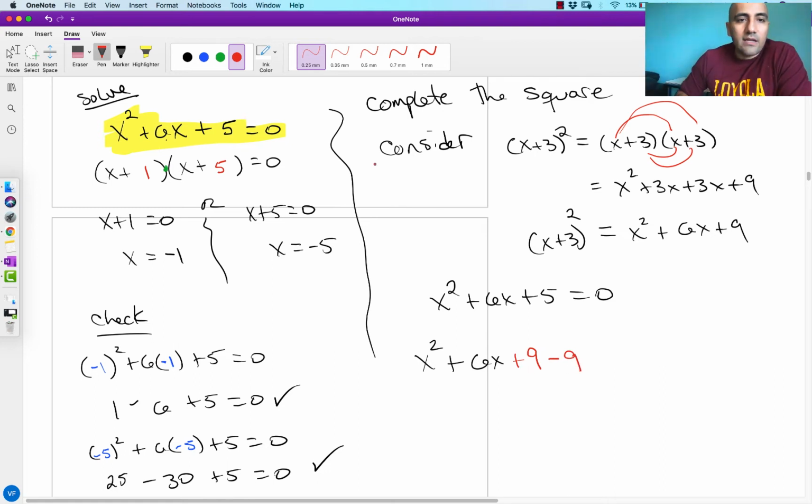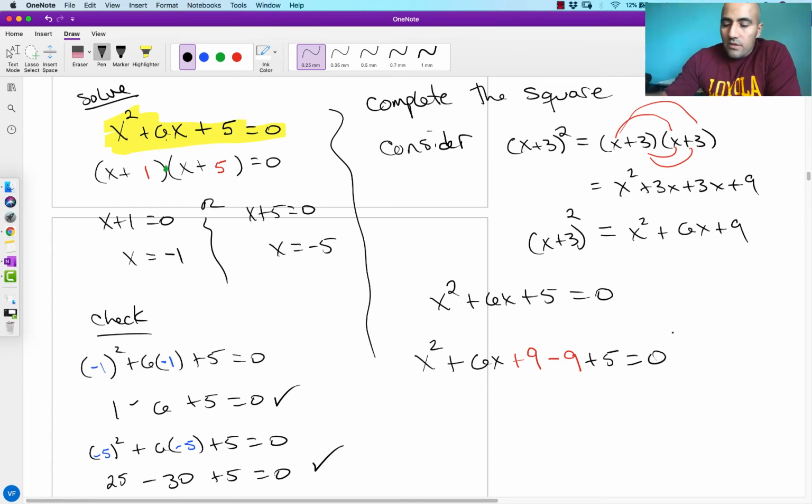Add 9, subtract 9. Those two operations cancel each other. It's like we're adding 0. It doesn't really change the value of our equation, so we're allowed to do it. Okay, just make sure that you do both. You subtract the 9, you add the 9. Together they combine to give you a 0.